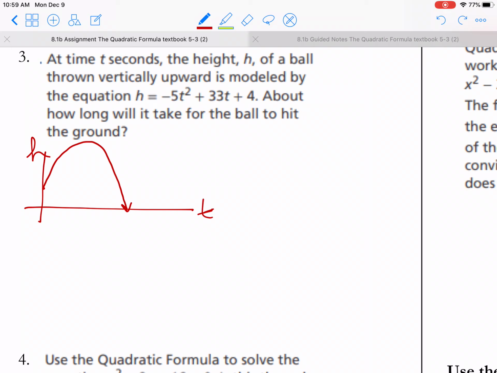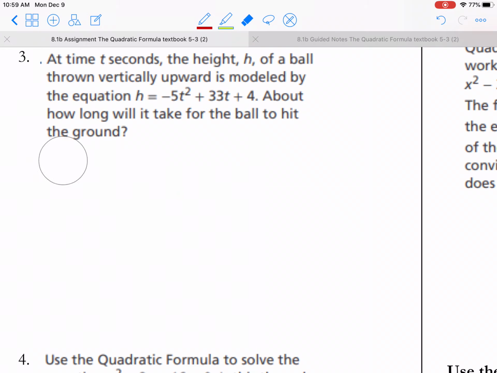I want to find out how long it takes for the ball to hit the ground. So I want a solution to this equation. Now, in the world of theoretical mathematics, I have two answers here, right? One happened before the throw started, so that would be traveling backward in time. That wouldn't make sense to our story. So the negative answer that I get, I'm going to ignore that one and just focus on the positive answer.